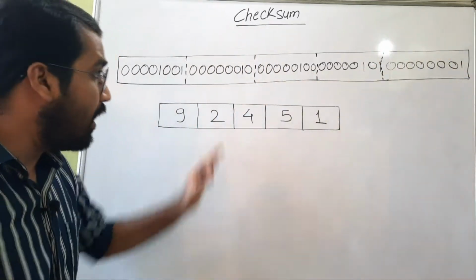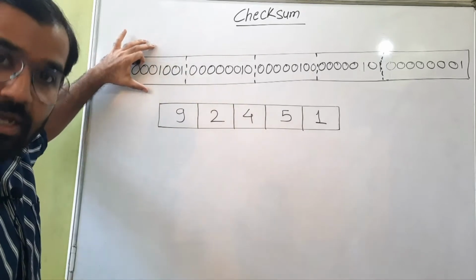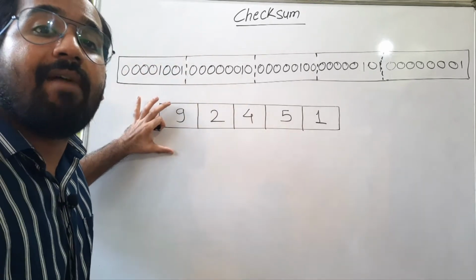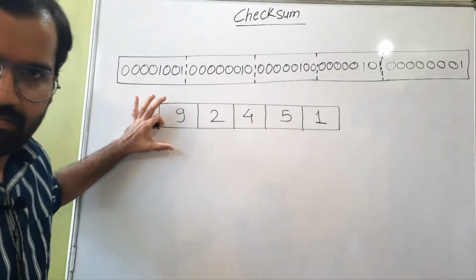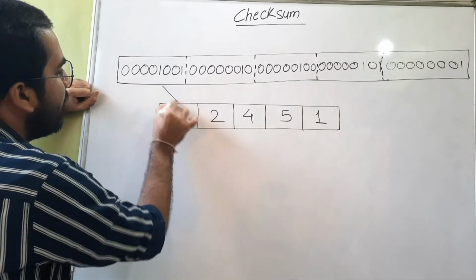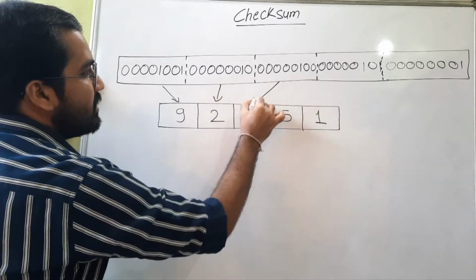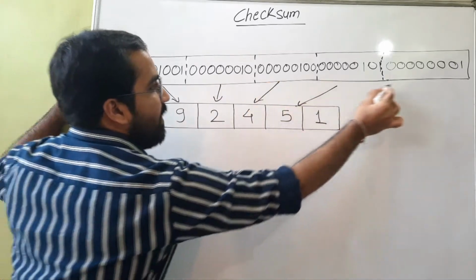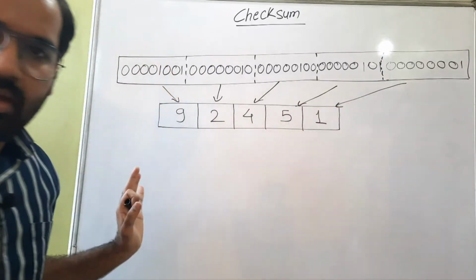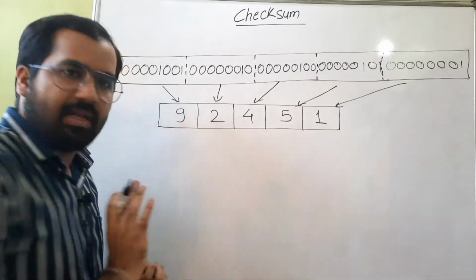Now we have to convert each 8 bits into its equivalent decimal representation. For simplicity, I am adding this step. So this is 9, this is 2, this is 4, this one is 5, and this one is 1. That's what I did. So this is nothing but 1 byte, 1 byte, 1 byte, 1 byte, 1 byte, in this way.